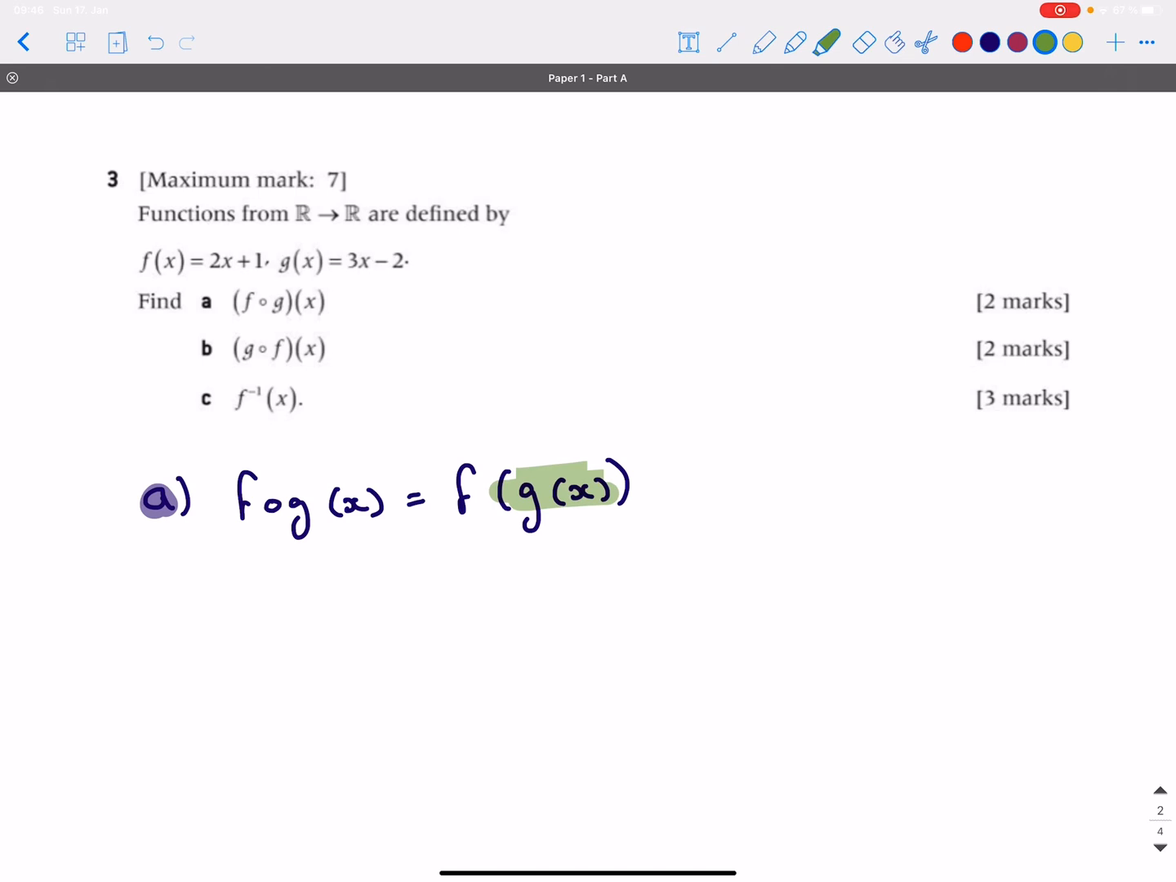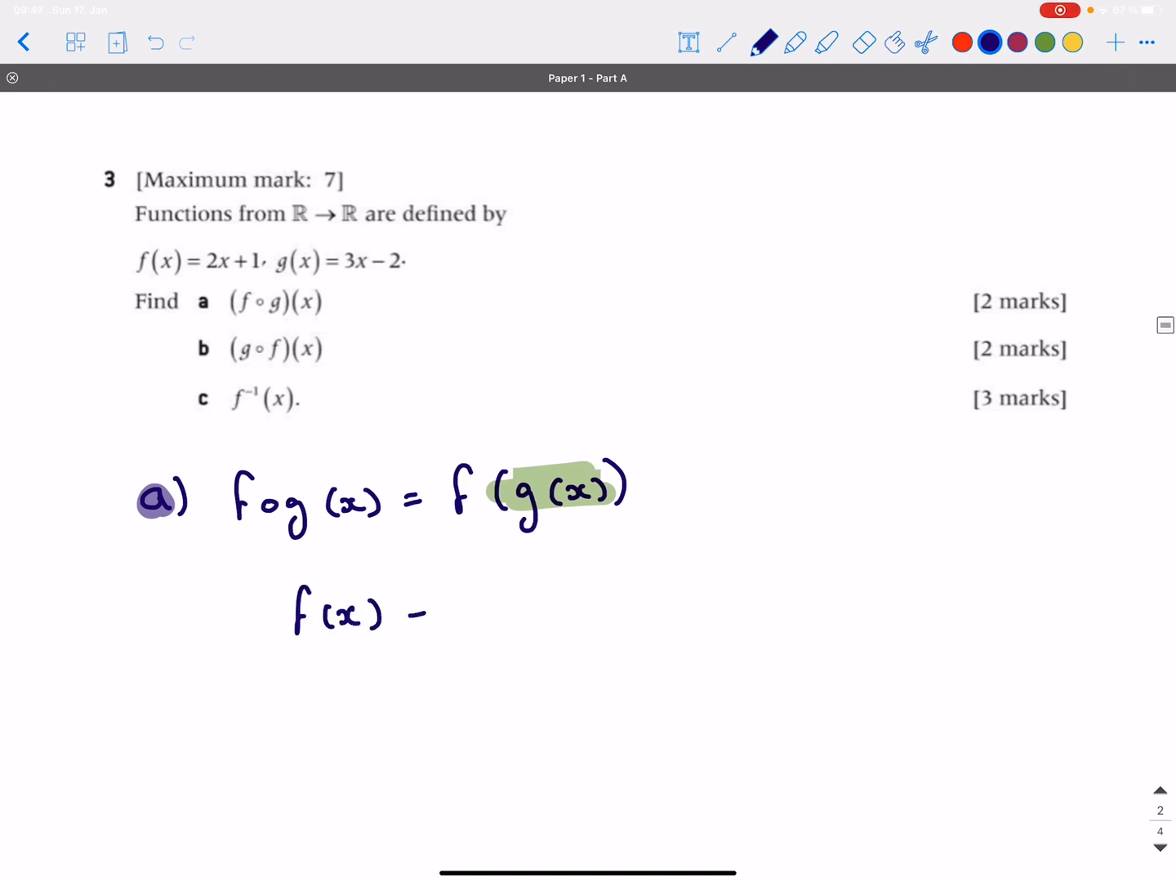So what this tells me is g of x is going to go inside f of x. And by that, I mean that I am going to replace the x in f of x with g of x. So f of x is 2x plus 1. But when I replace that x with 3x minus 2, then what I'll have is 2. I usually put brackets around that function to begin with. So 2 times 3x minus 2 plus 1.